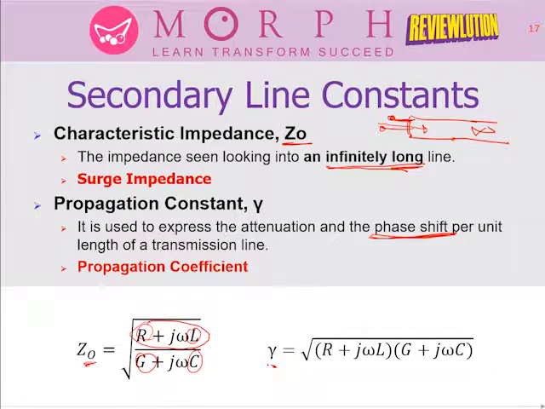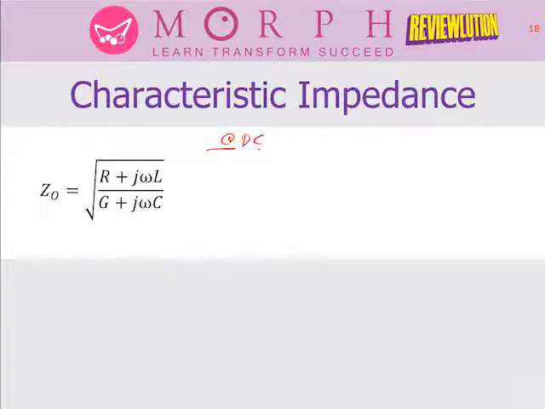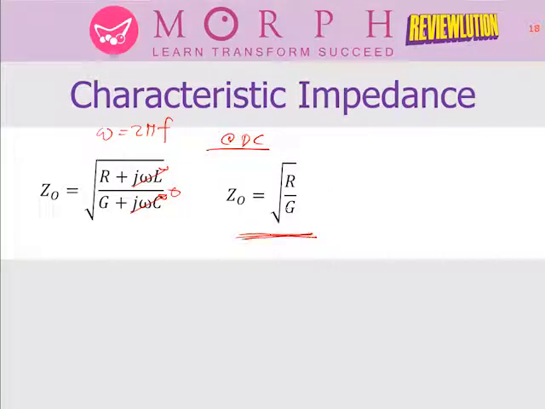Okay, so let's look closely at the characteristic impedance. The characteristic impedance formula is this, based on what we just saw. Now at DC, by the way, omega is equal to 2 pi f. So at DC, omega becomes 0. The imaginary part becomes 0. It is now dominated by the square root of R over G. So this is the resultant equation if we consider the characteristic impedance at DC.